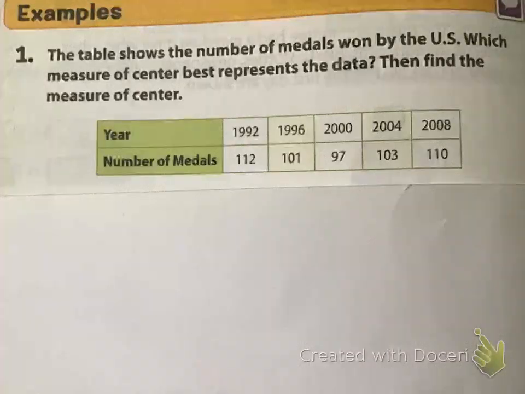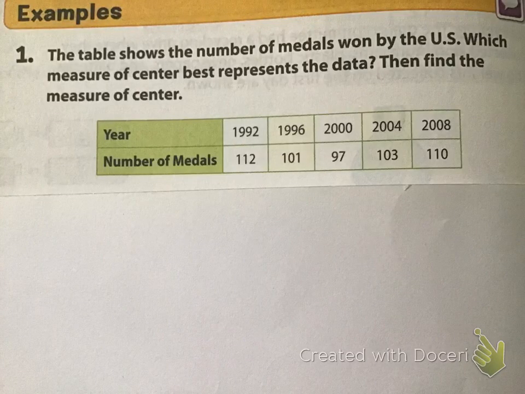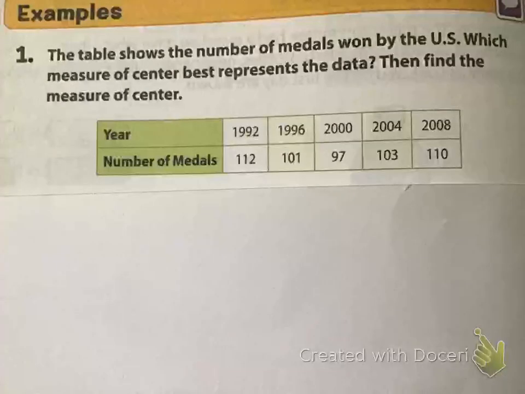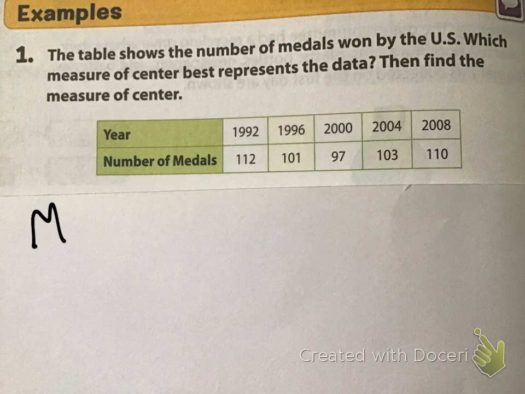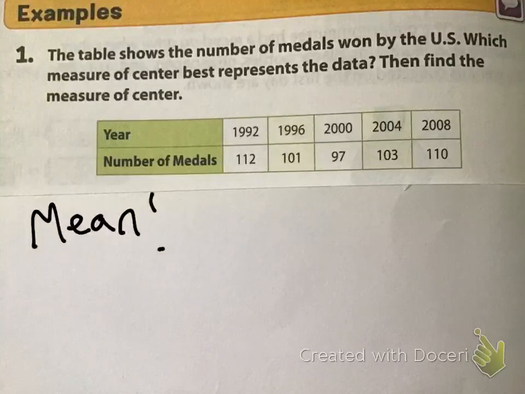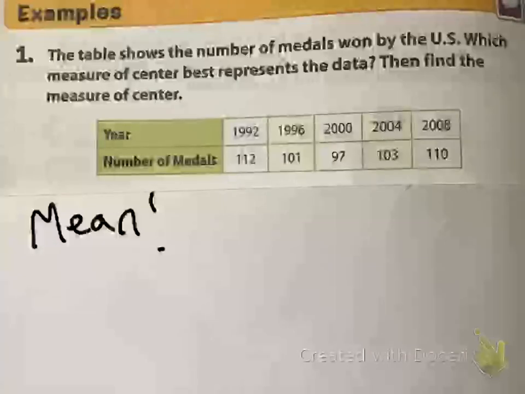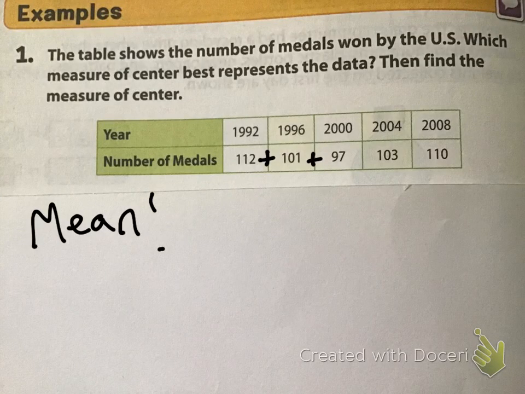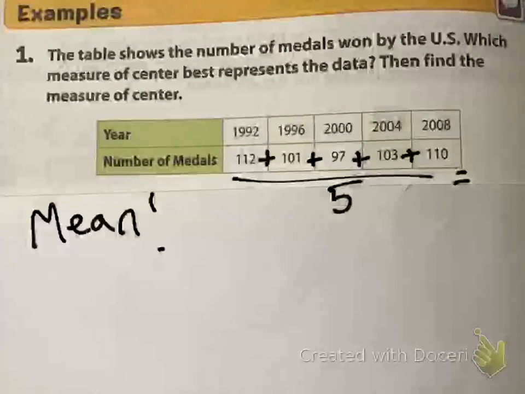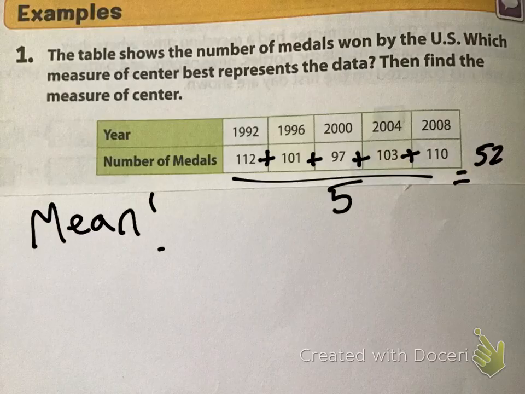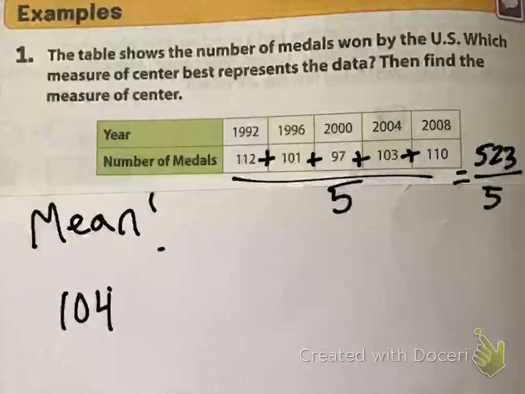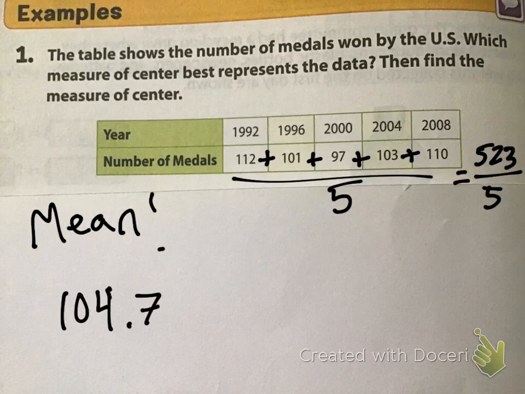So, if we're looking at this right now, we don't have any extreme numbers, and we also don't have any repeated numbers. I would say that mean is the best number. If we found out the mean, we'd be adding all of these numbers up and dividing by 5, because there's a total of 5. We get 523 over 5, and our answer becomes 104 and 75 hundredths.